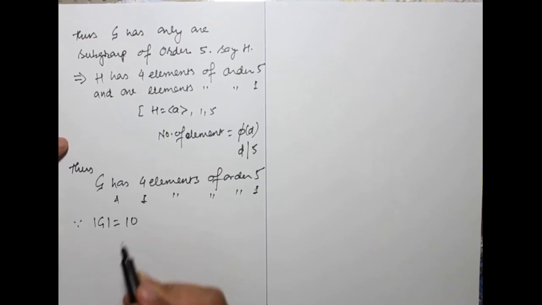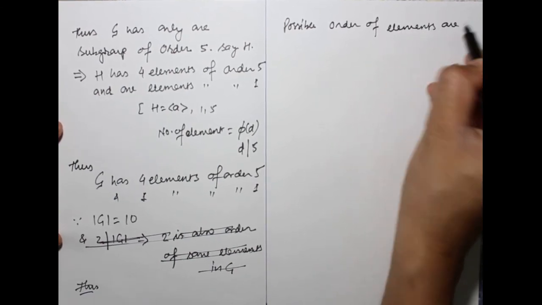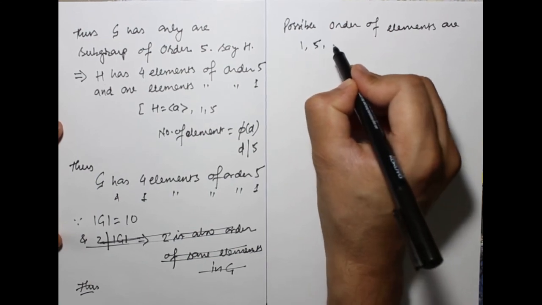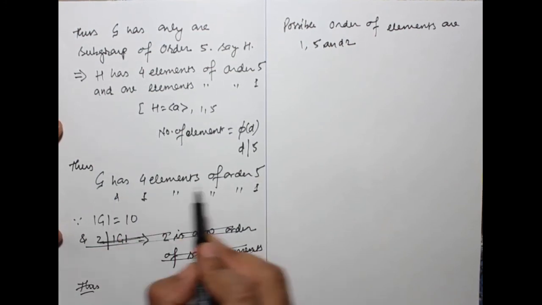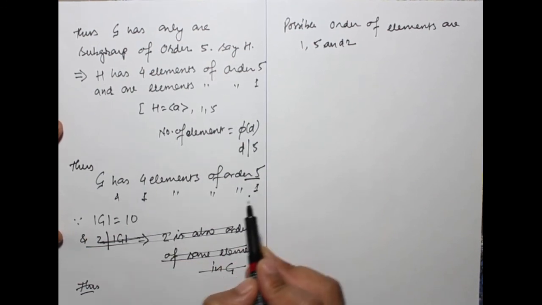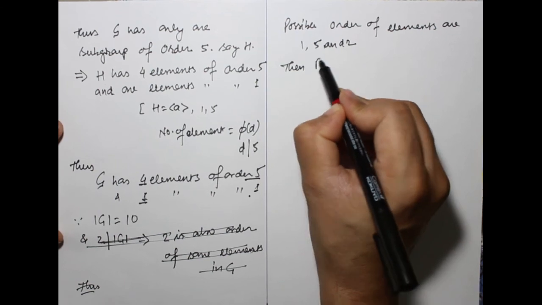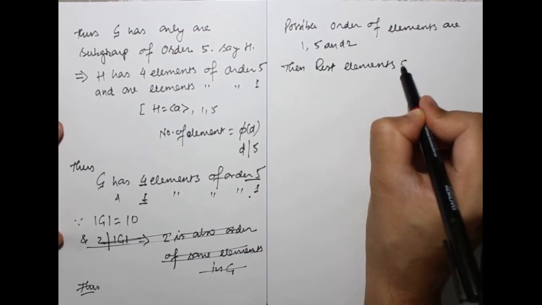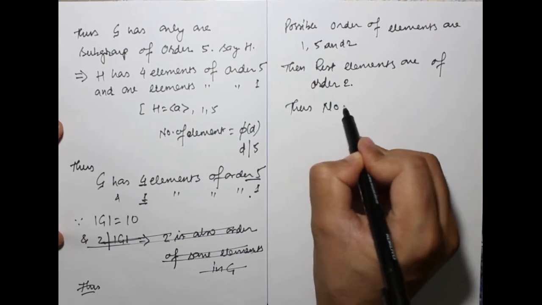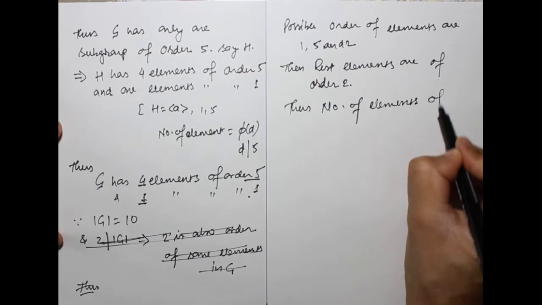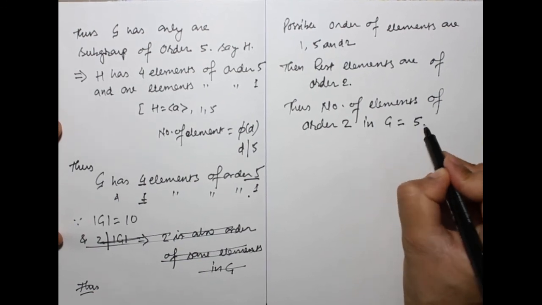Since the order of G equals 10, the possible orders of elements are 1, 5 and 2. Here we claim that G has exactly 4 elements of order 5 and 1 element of order 1, then the rest of the elements are of order 2. Thus the number of elements of order 2 in G equals 5.